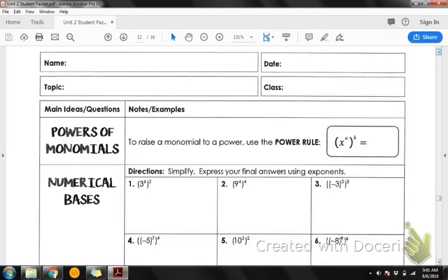Lesson 2.4. We're going to say this is the power rule.